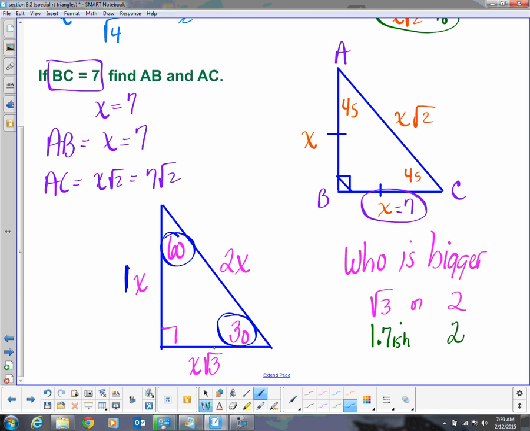The medium one, x square root of 3. What should be opposite the largest angle? The very biggest number, which is 2x. Similarly, if we look at this, that's a 1 and that's a 1. Who's bigger, 1 or square root of 2? Square root of 2 is approximately 1.4-ish. So the 45s match, and they should be smaller than the larger side. So that might help if you start to get confused.